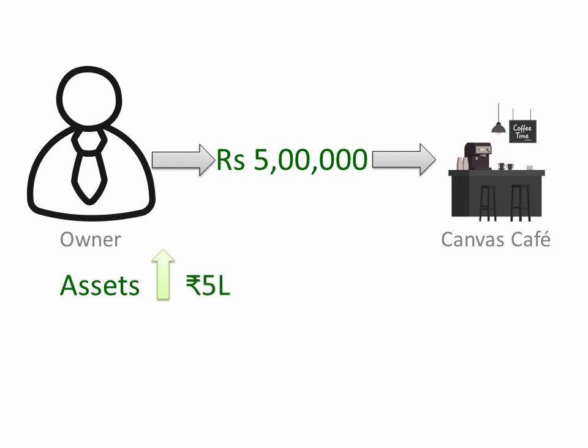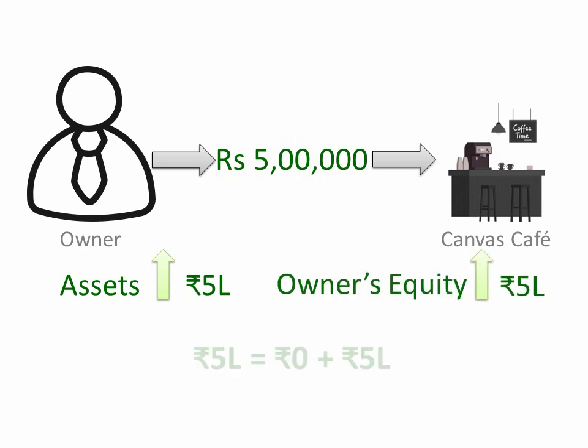Where did that money come from? From the owner. So, owner's equity is equal to 5 lakh. Our equation is 5 lakh is equal to 0 plus 5 lakh. Balanced. But 5 lakh isn't enough to get our cafe ready.